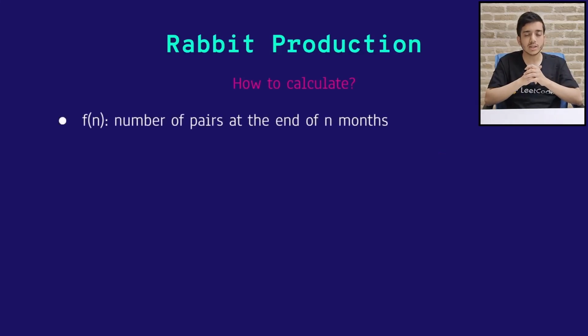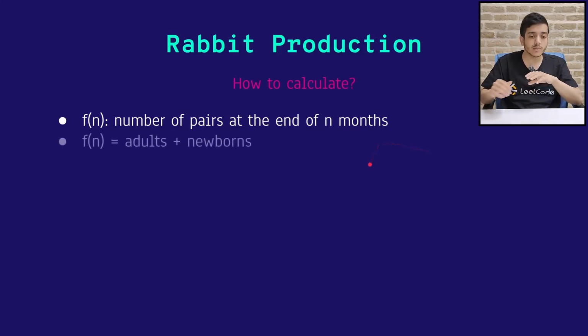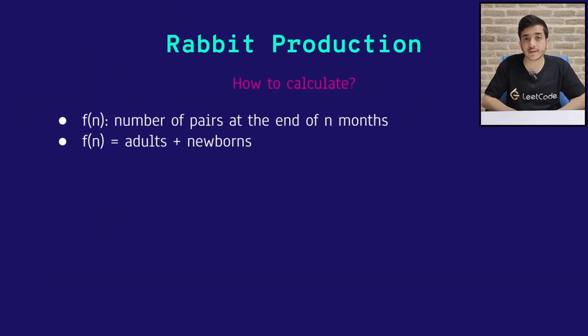So let's define Fn to be the number of pairs at the end of the nth month. Like F0 is just 1 because at the beginning of the time we have 1 pair. F1 is again 1, then F2 is 2 because after 2 months we have 2 pairs of rabbits, right? So now let me write down that Fn is actually the number of adults plus the number of newborns. So now let's write down how many adults and how many newborns we have.